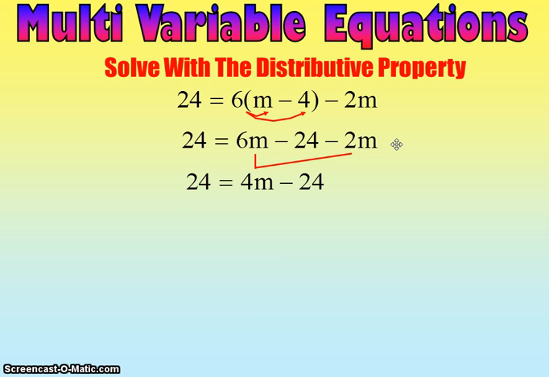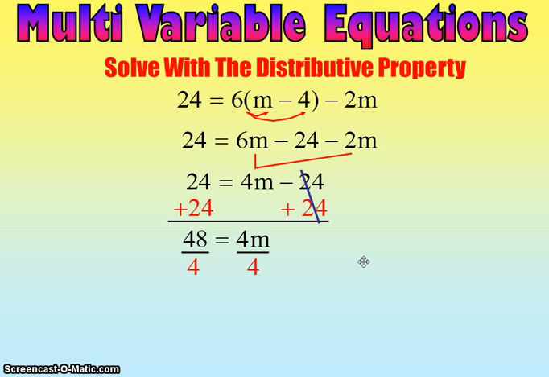Now we can work with our constants. We add 24 to this side because we want to isolate this, and we add 24 to that side. On the right side, of course, those are going to cancel, and we're left with 48 equals 4m. And if we want to split up our number and letter attached together, the only way to do that is divide. We're going to divide by 4. So we divide by 4 on the right, therefore we must do it on the left, and we're going to be left with m equals 12.